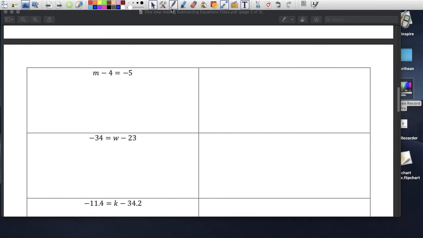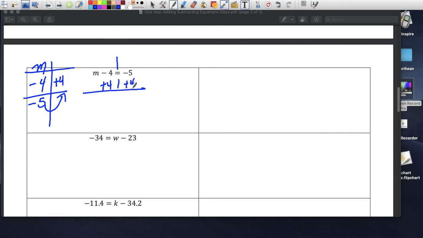So again, nothing different, and by now hopefully you are more comfortable. So m is my variable, it's being subtracted. 4 is being subtracted, and that's going to give me negative 5. So the inverse operation of subtracting 4 is adding 4, so let's do that. Let's add 4 to both sides. These two go away, because negative 4 and plus 4 is 0. M comes down, and negative 5 plus 4 is negative 1.